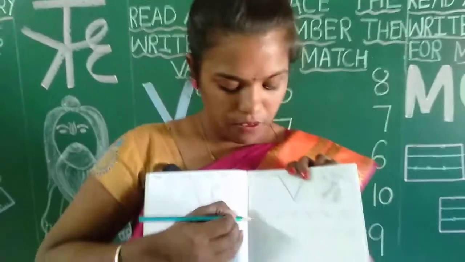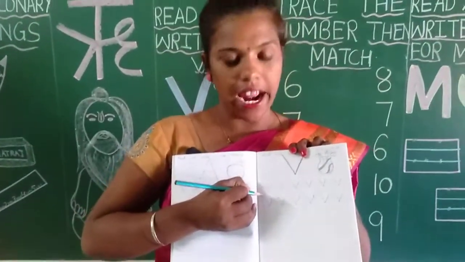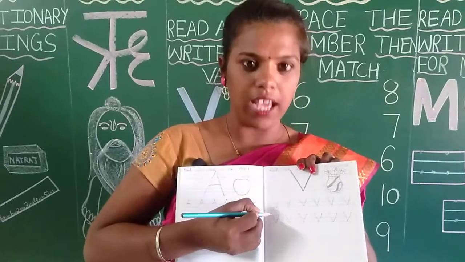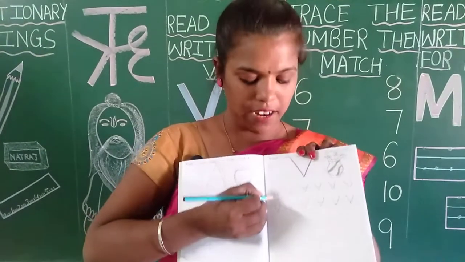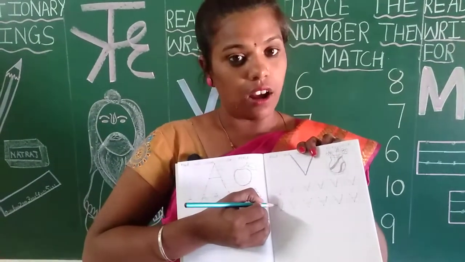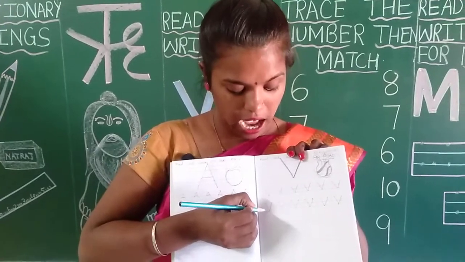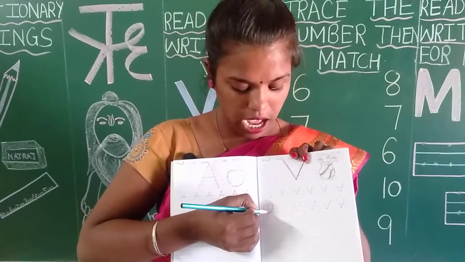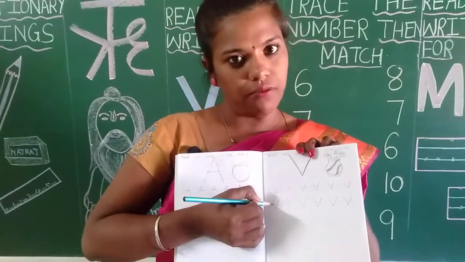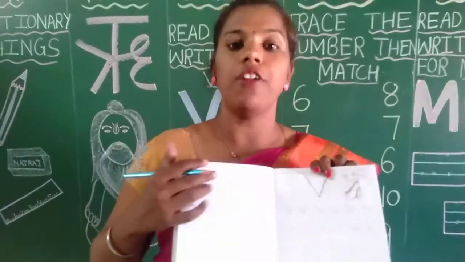Like this, V for vase. We will say, we will read and write. V for vase. Slanting line, V for vase. How will we write? Down, up. First we will go down, then we will go up. We will make V for vase.